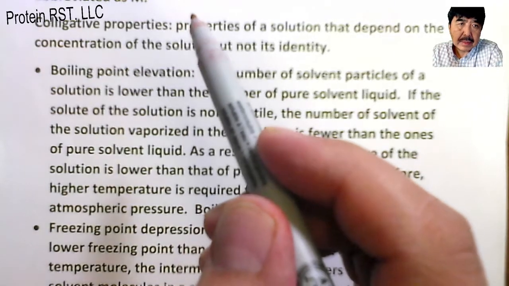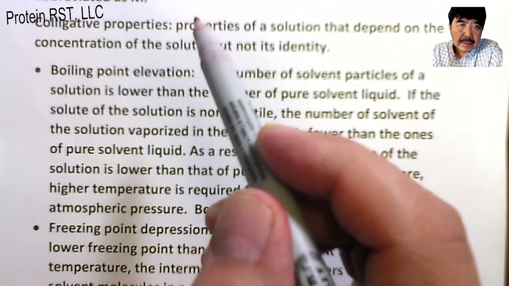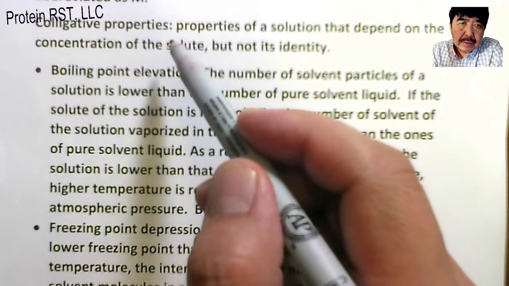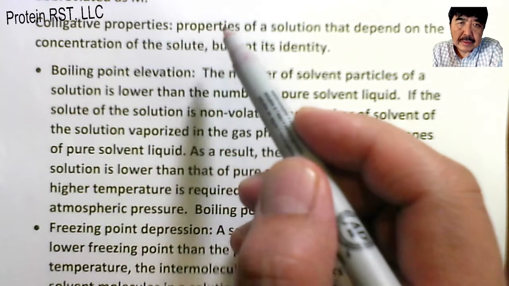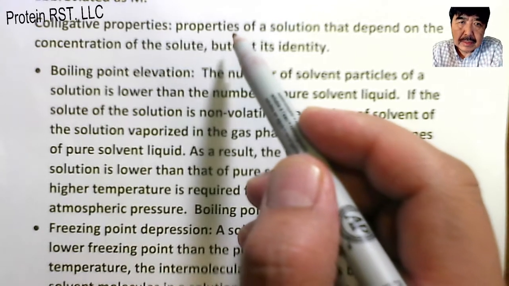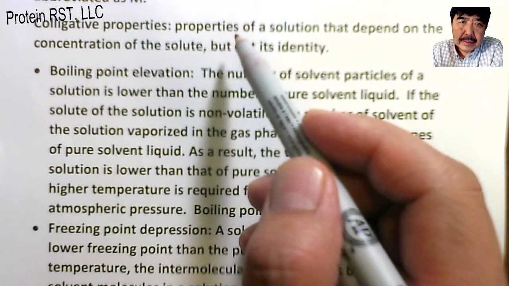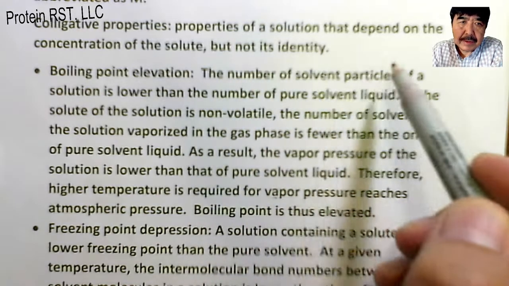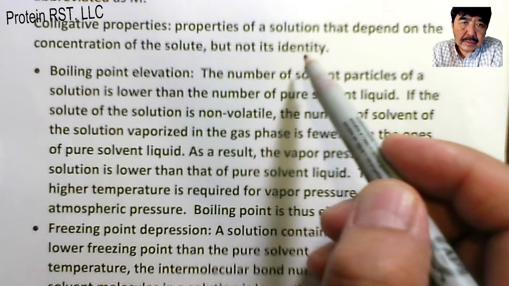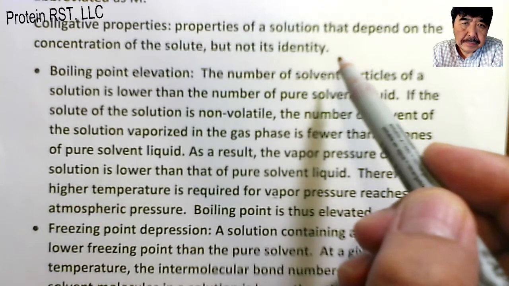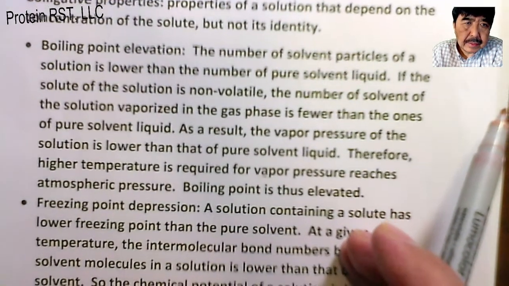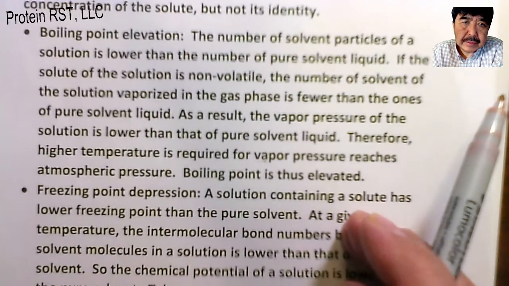Let's take a look at colligative properties of solutions. Colligative properties are physical properties, meaning the property of a solution that depends on the concentration of a solute, but not its identity. The first one is boiling point elevation.